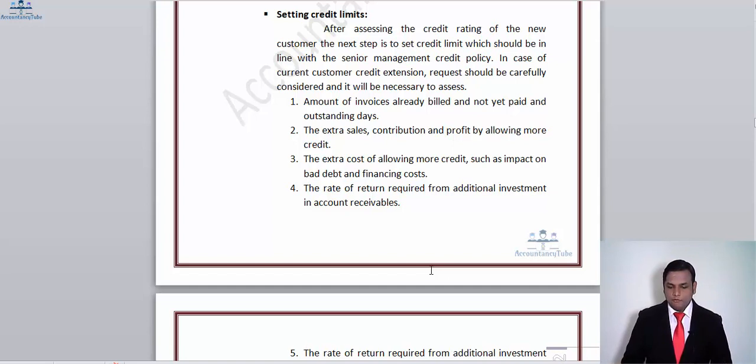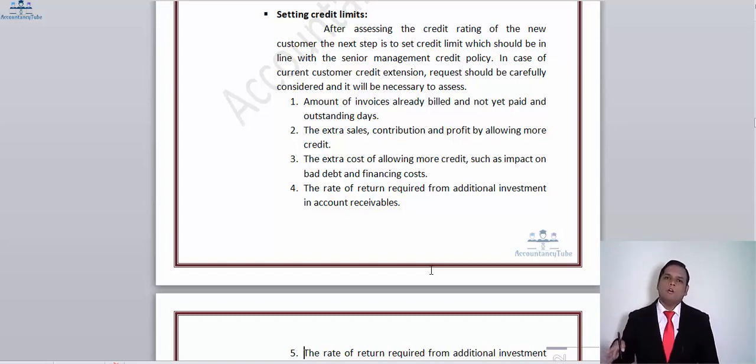Then we got the extra sales contribution and profit by allowing more credit. If we were to give them an extra credit period, for example from 1 month to 2 months, what is the amount of business that we get from those customers? Then we got the extra cost of allowing more credit, such as an impact on bad debt and finance cost.